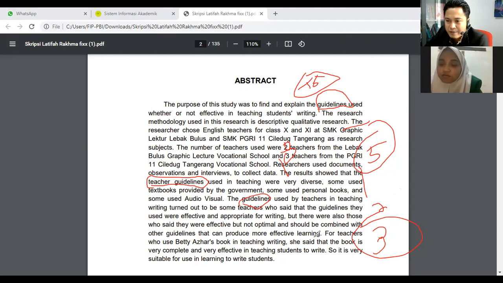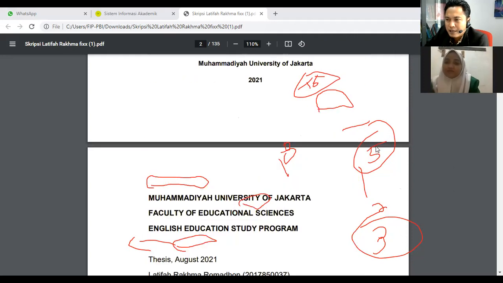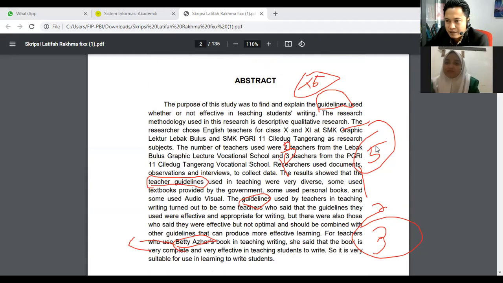And then next here, you're also mentioning teachers who use the Betty Azar book in teaching writing, you said the book is very common. And then suddenly you are mentioning Betty Azar. So what is it? Is it relevant to the teacher's guide? And then after that, you're mentioning the book of Betty Azar. Yeah. So if you're going to mention all the books, each of the teachers should have the book that they use. Yeah. Okay, I guess that will be the suggestion for your abstract, okay?